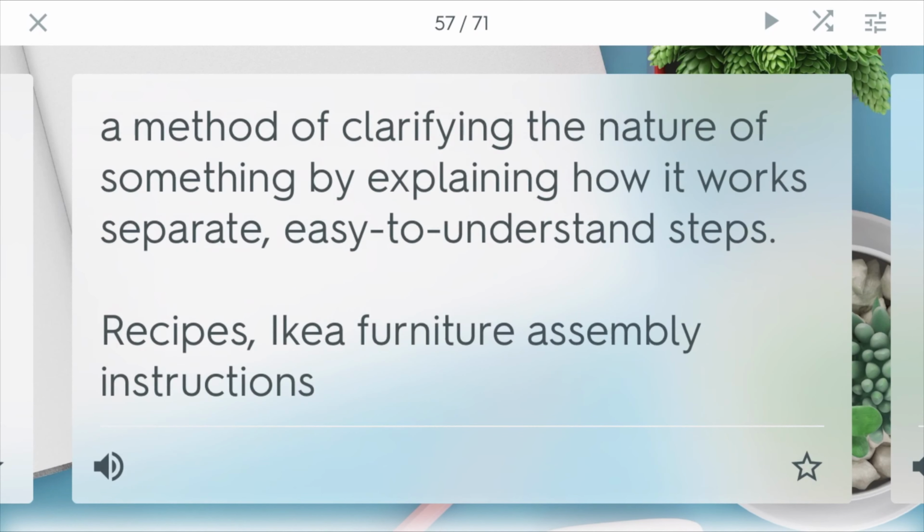Process analysis is a method of clarifying the nature of something by explaining how it works in separate and easy-to-understand steps. Recipes are common examples of a process analysis, as are IKEA furniture assembly instructions.